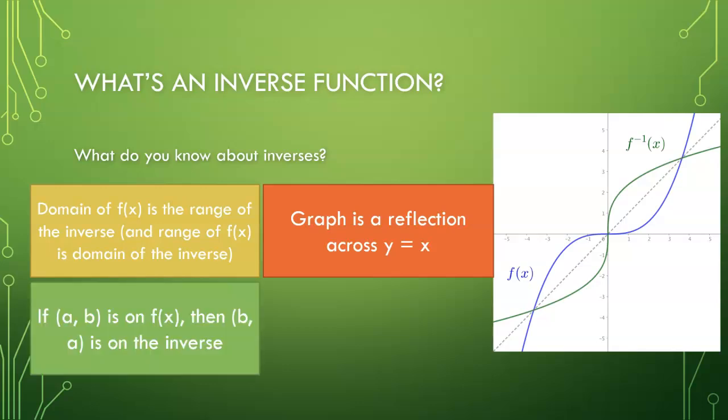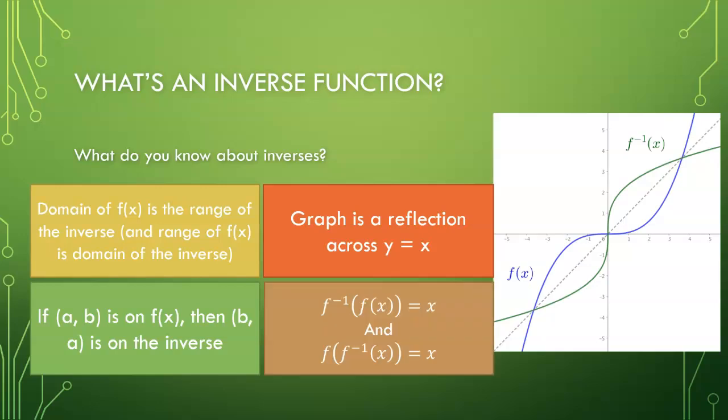And the reason that it is a reflection is because any point that's on f of x, the reversed ordered pair is on the inverse. You swap all of the ordered pairs to create the inverse function. And then the other powerful thing about inverses is that they undo each other. So if I take f inverse of f of x, I get back to where I started. I get back to x. And the same way the other way around. So those are some important properties of inverses.